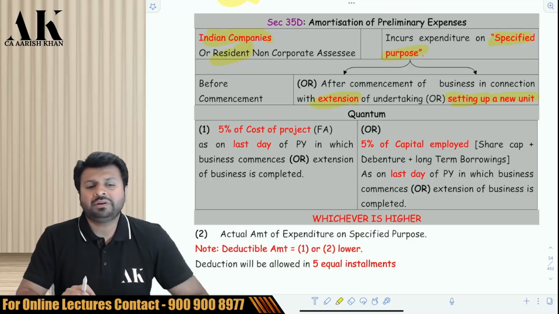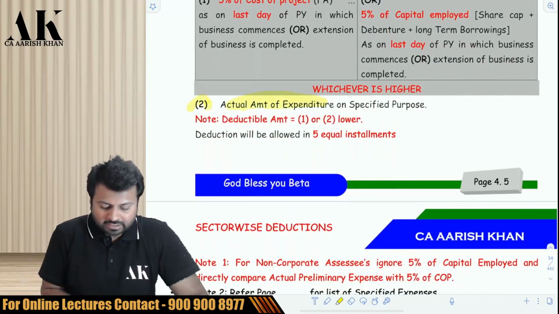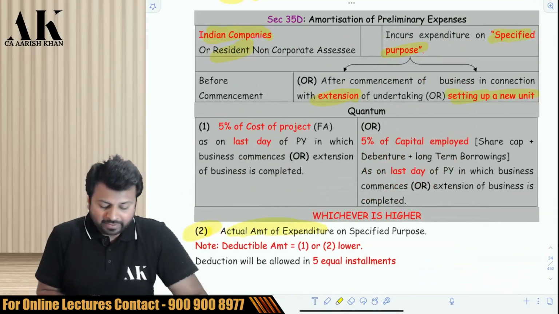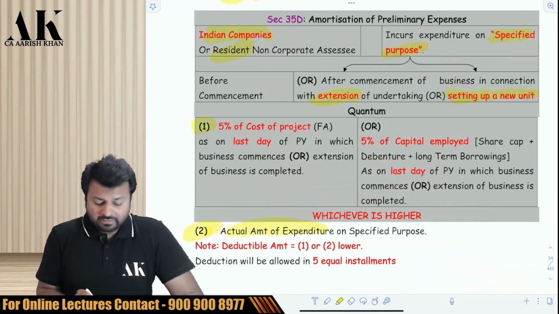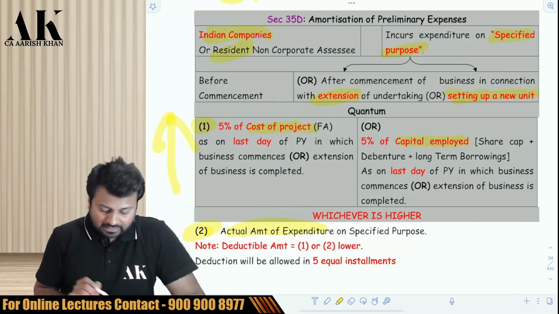Now, how much deduction will be allowed to the assessee? The deduction allowed will be the actual expenditure incurred by the assessee, point number 2, compared with point number 1. What is point number 1? It is 5% of cost of project compared with 5% of capital employed, whichever is higher.